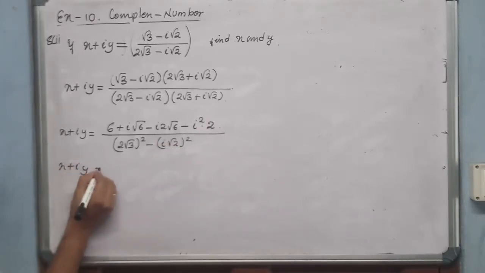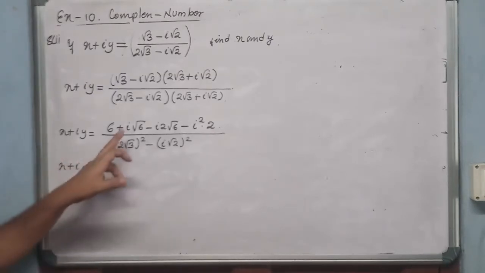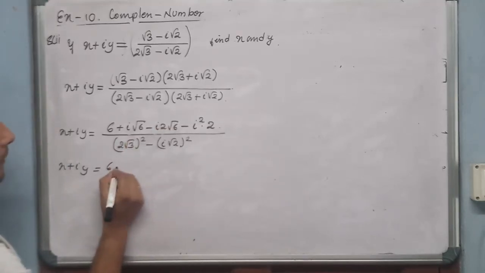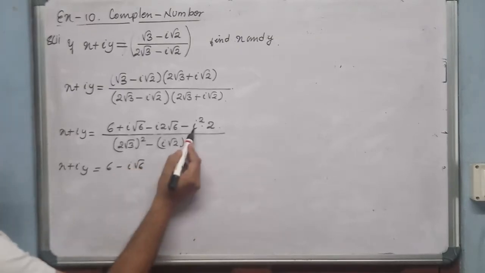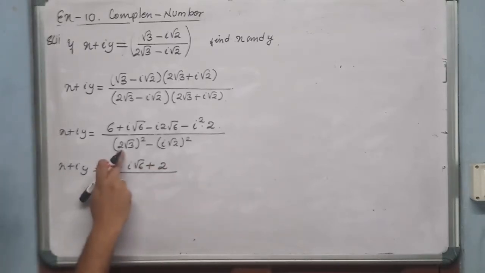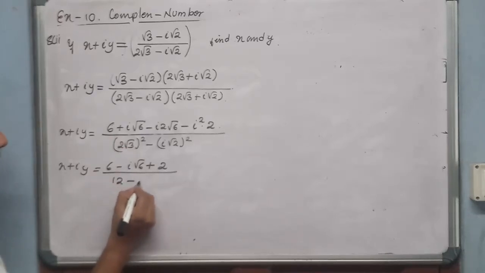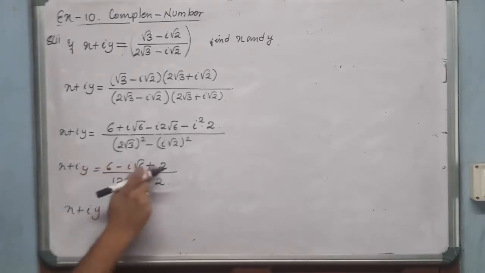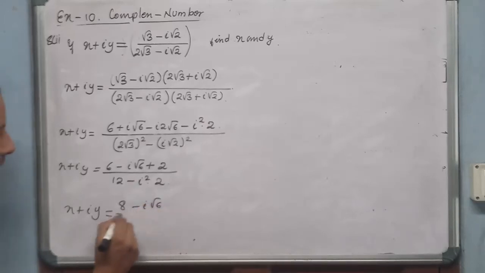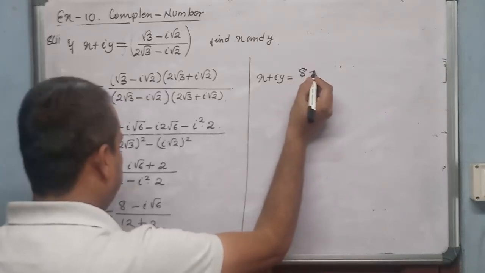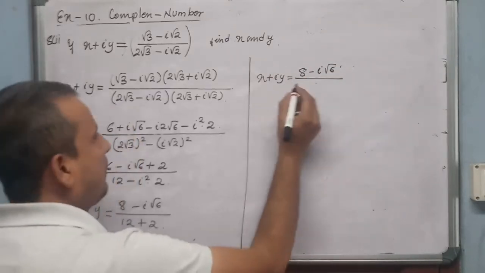Now x + iy is equal to 6. Then i root 6 - 2i root 6 is, subtract these two, it will be -i root 6, and the value of i square is -1, it will be +2, over 2 square is 4, root 3 square is 3, 4 × 3 is 12, minus i square into root 2 square is 2. Now x + iy is equal to 6 + 2 is 8 - i root 6 over 12. i square is -1, will be +2. Now then x + iy = (8 - i root 6)/14.